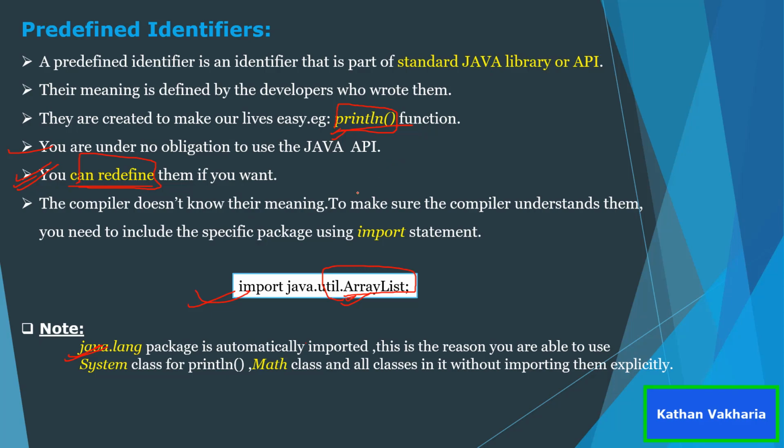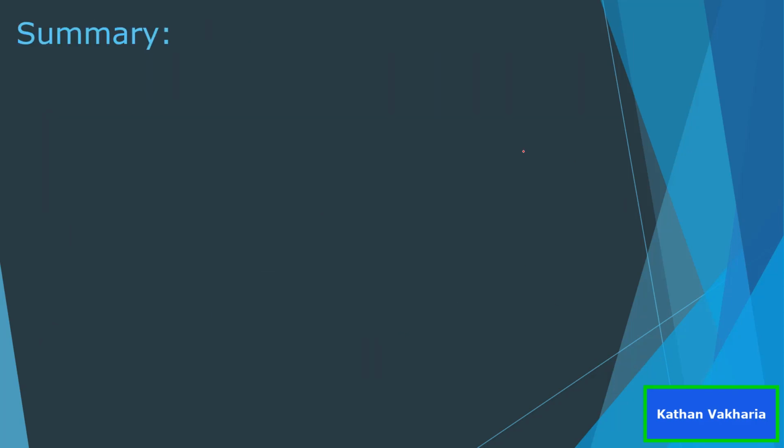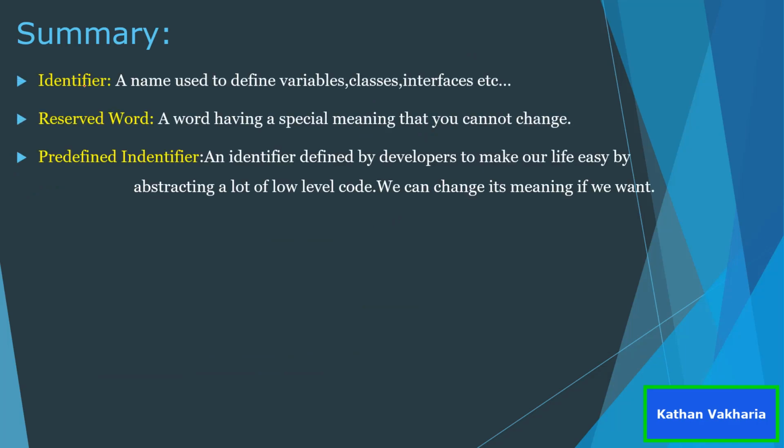These are predefined identifiers, identifiers that are part of the standard Java library, and their meaning is given by the developers. Simple. If you want to use them, you have to import them. But some of them are already imported, like the java.lang package. Okay, let me just summarize what we have discussed. What is an identifier? It's just a name. A reserved word is a word with a special meaning that we cannot change.